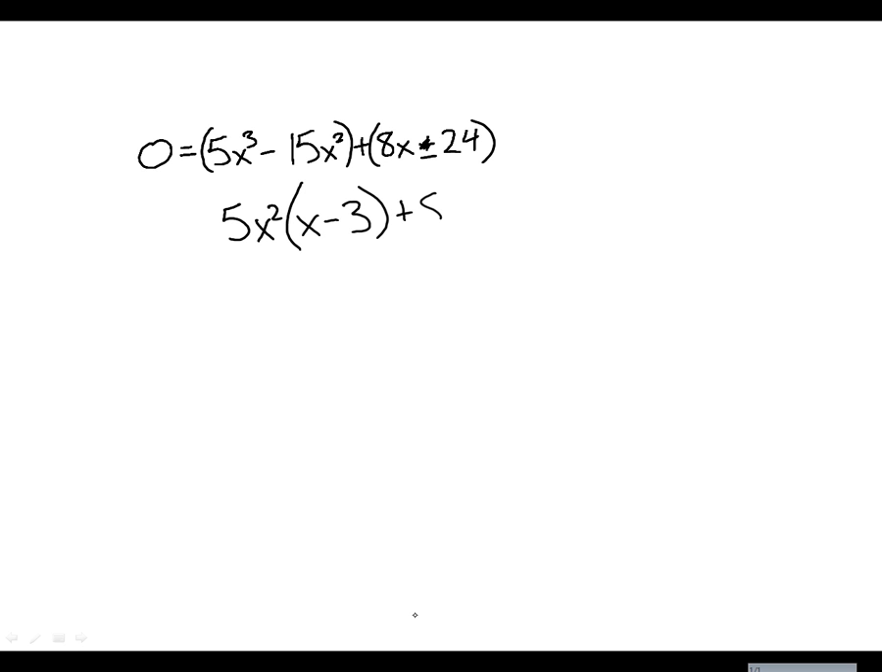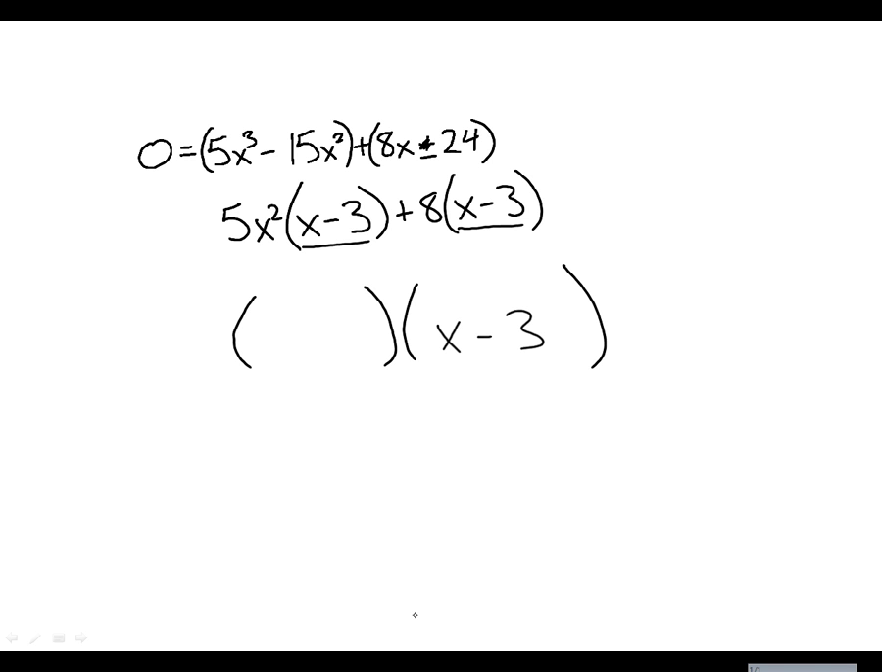We can pull an 8 out. What are we left with? X minus 3. All right, now here's the factor by grouping part. We're going to end up with 2 parentheses. One of them is whatever is the shared parentheses. X minus 3 becomes one of our final parentheses.